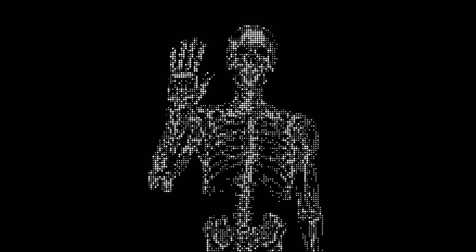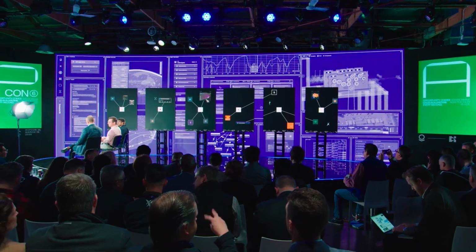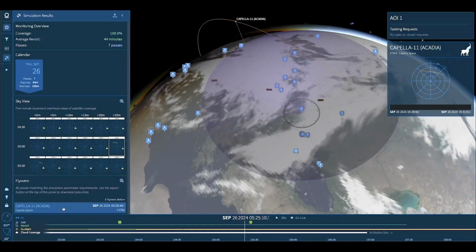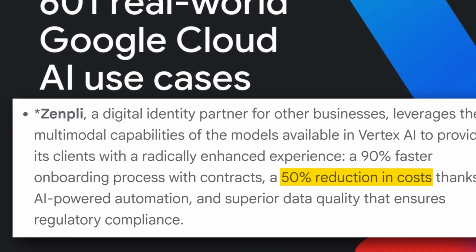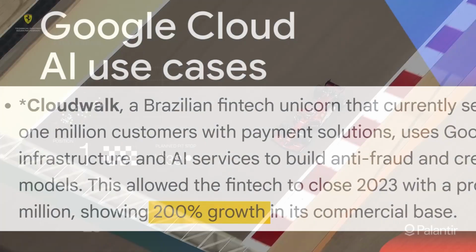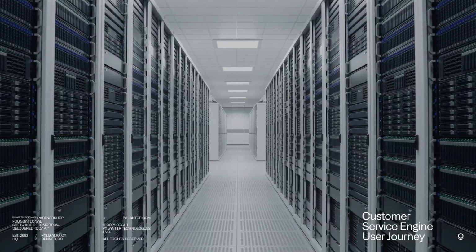What's everyone doing with AI? It feels like every other company has juiced their workflow with generative AI, and they're crushing it. You hear about 90% time savings, 50% cost reductions, or even 200% growth. So, are you missing out?